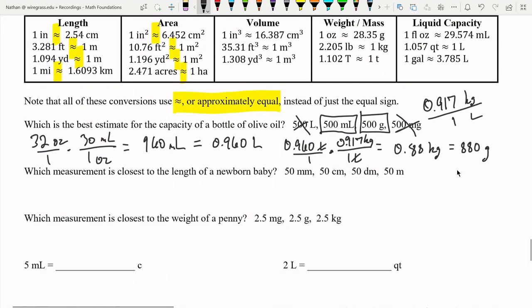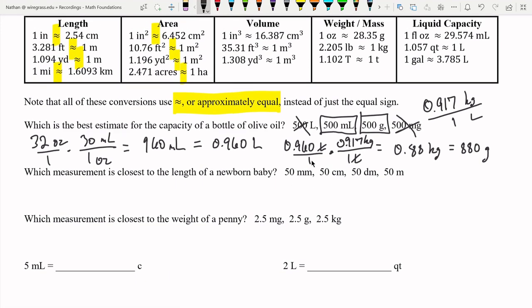Okay, which is the closest to the length of a newborn baby? And a baby, right, is about maybe a foot long when they're born. And we can see that 1 inch is approximately 2.54 centimeters. You can also see that 1 meter is about 3.3 feet. 1 meter is just a little bit above a yard, things like that. Let's just assume that a newborn baby is about a foot long. So we want to have a foot is 12 inches. So 12 inches times 2.54 centimeters to 1 inch.